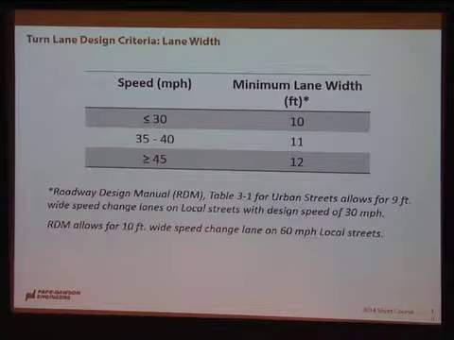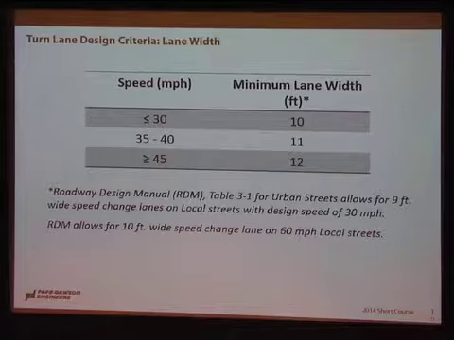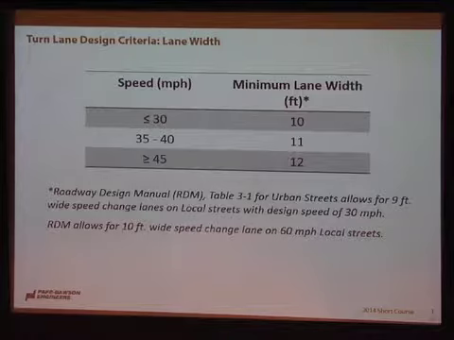One thing that wasn't mentioned earlier, of course, is the width of the lanes. These are values straight out of the RDM, which I have kind of summarized. Less than 30 miles an hour, 10 foot of width; 35 to 40, 11 foot; and when speeds are more than 45 miles an hour, I say 12 foot is a minimum lane width. It is interesting, there are some values allowed for urban streets with a low speed of 30 miles an hour, a 9 foot turn lane.